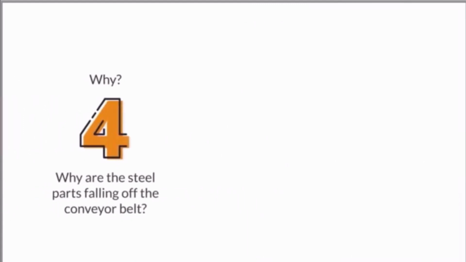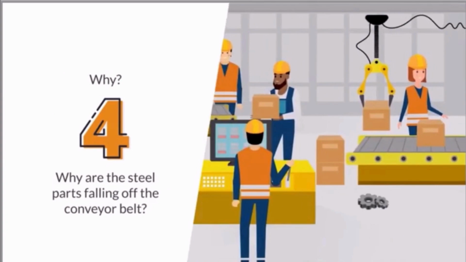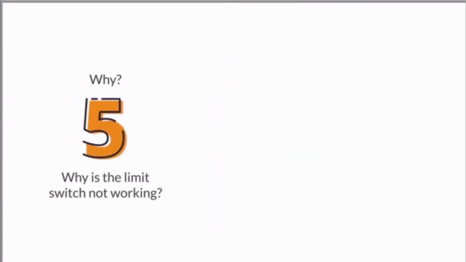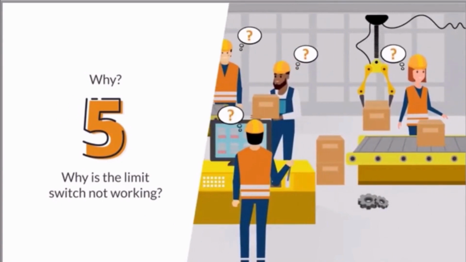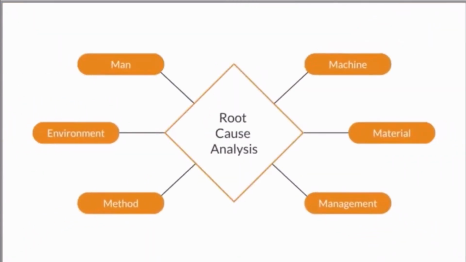Why are the steel parts falling off the conveyor belt? Fourth why. Because the limit switch on the production line doesn't always work, which means they can't control the flow. Why is the limit switch not working? Fifth why. We don't know. We tested the circuits and the switch itself and everything is working as it should. In order to find the root cause, further analysis is required.